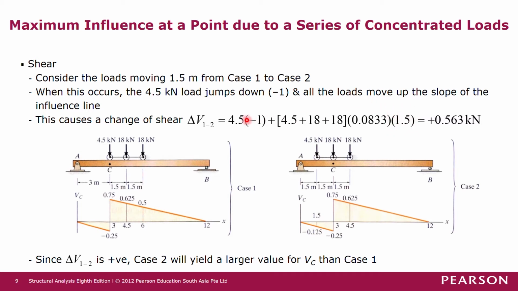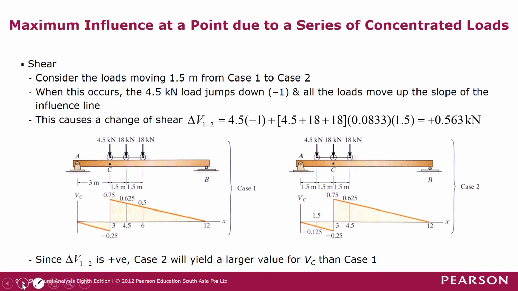So if we solve for this, we're going to get a positive 0.563 kilonewton. This means that when the force or the system of forces moves from this situation to this situation, there is an increase in shear force. So the increase in shear force is this much, meaning that the shear force caused by this arrangement of load is higher than by this arrangement of load.